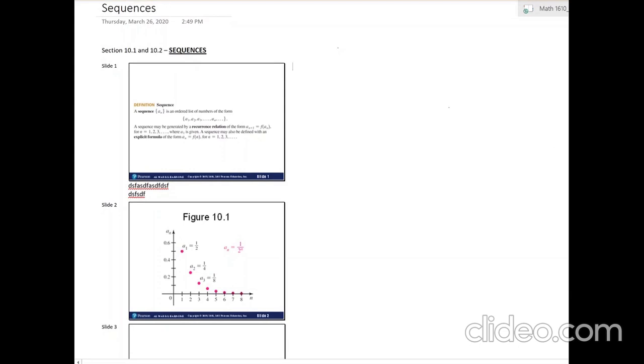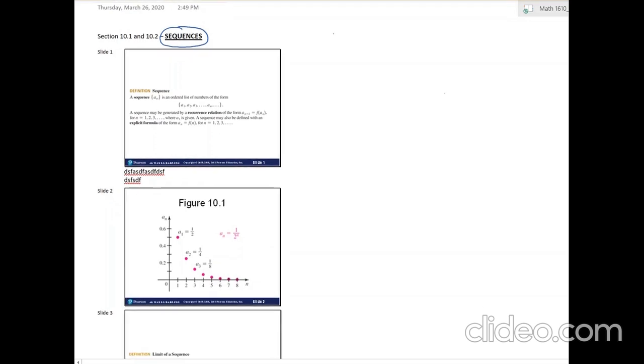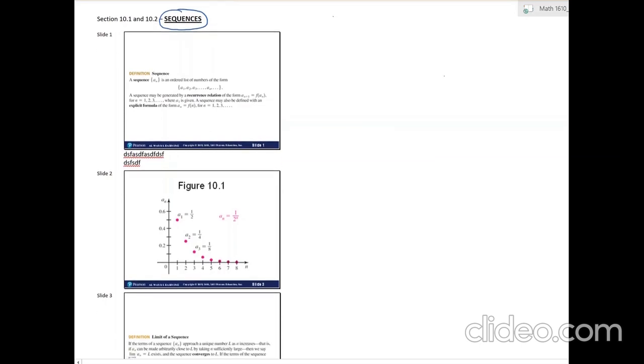So, the first two sections are on sequences. Now we are not going to spend too much time on sequences because we really need only few aspects of it in this particular course. It's a pretty extensive topic, and there are other courses where you would study much more in this area. So what is a sequence?